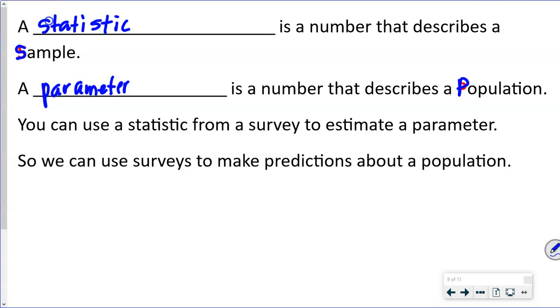So you can use a statistic from a survey to estimate a parameter. So we can use surveys to make predictions about a population. So that's what we're going to do next. And you guys have probably done this before.